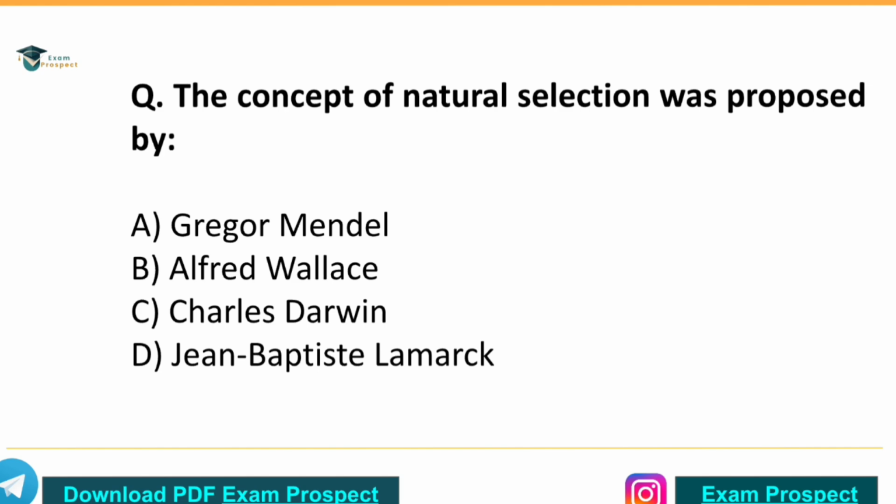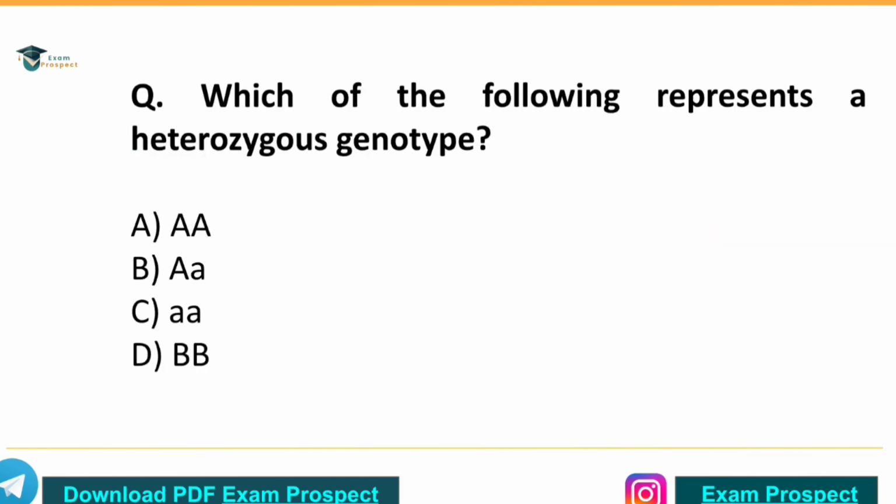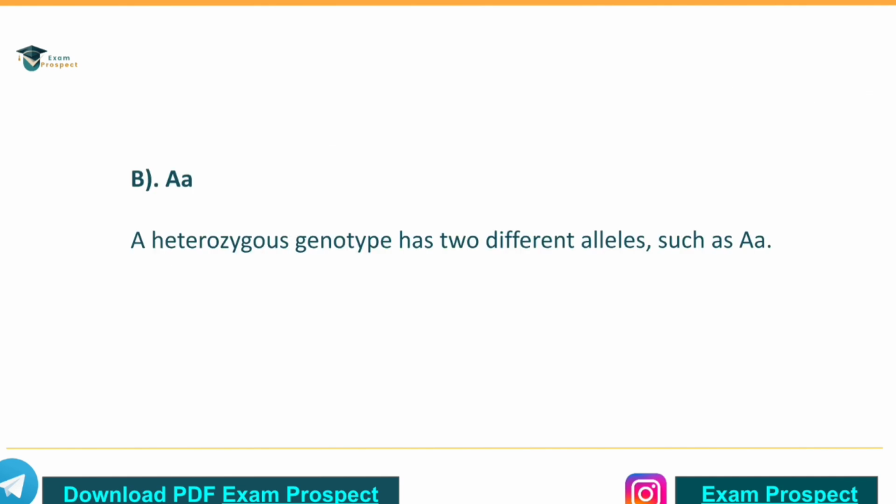Next question. The concept of natural selection was proposed by? Correct answer is option C, Charles Darwin. Next question. Which of the following represents a heterozygous genotype? Correct answer is option B, capital letter A and small letter a. A heterozygous genotype has two different alleles, such as capital A and small a.